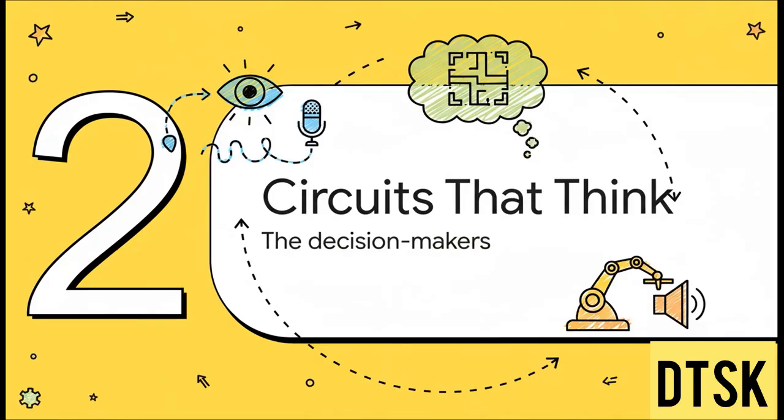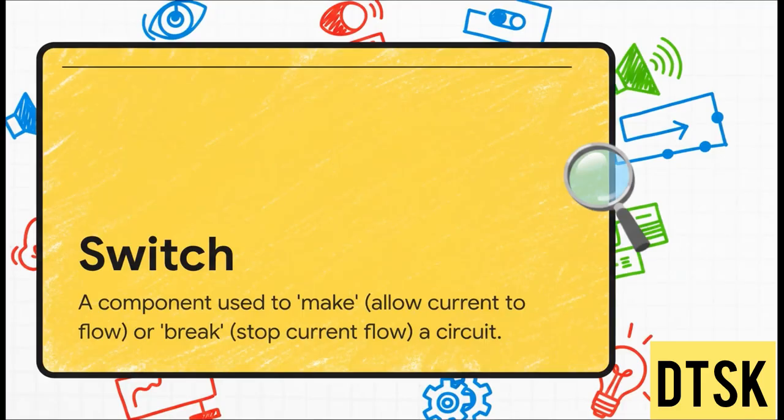Okay, so the system has sensed something. Now what? Well, that information has to go somewhere, right? This brings us to part two, the process. This is basically the brain of the operation. It's the part that takes the signal from the sensor and actually makes a decision. And at its most basic, the decision maker is just a switch.